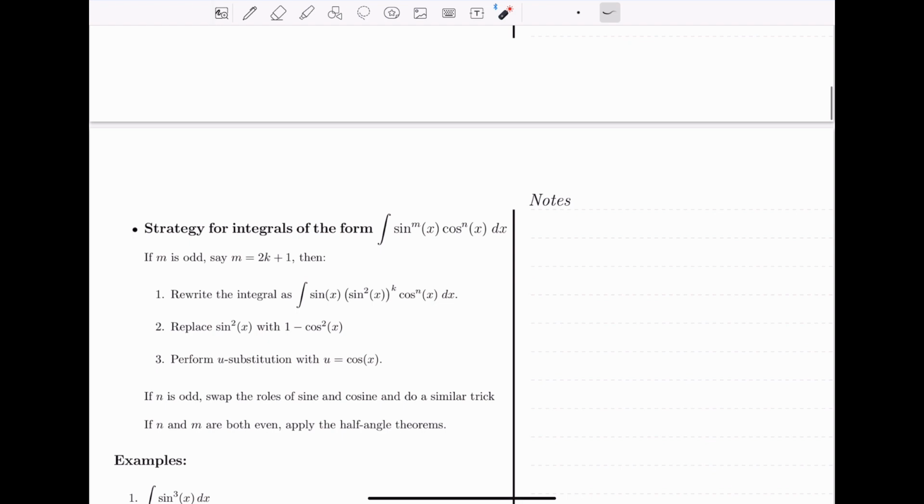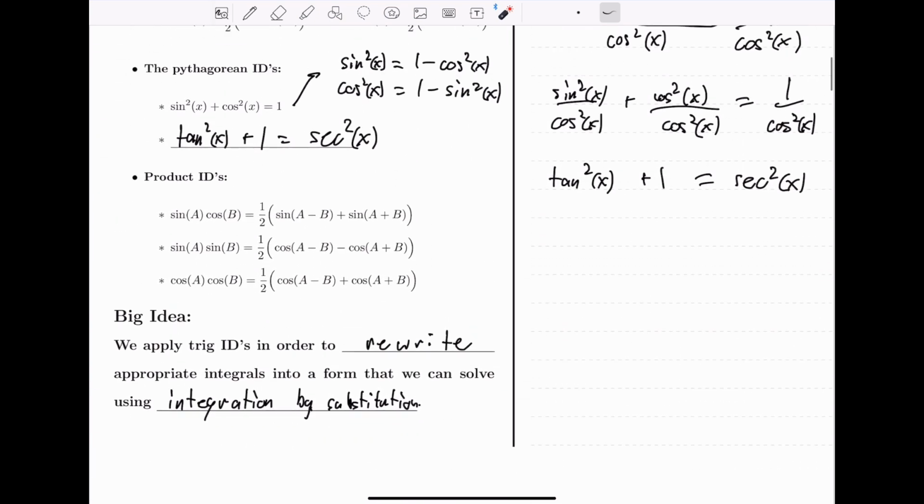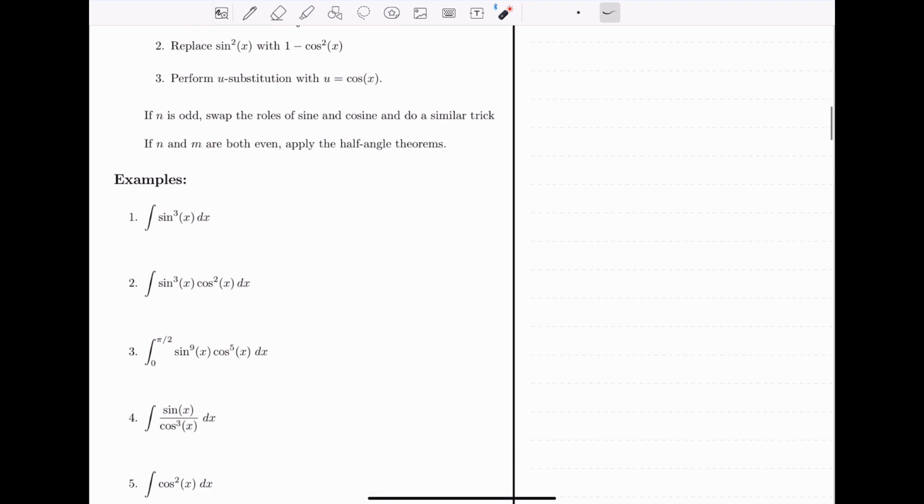All right, how do we apply these trig identities? Well, let's copy down problem number 7. We have the integral of cosine of 5x times sine of 3x. I have a cosine function times a sine function. So I'm going to look at the identities for this. If I have cosine times sine, I will use this particular identity. I'll go ahead and copy that down.